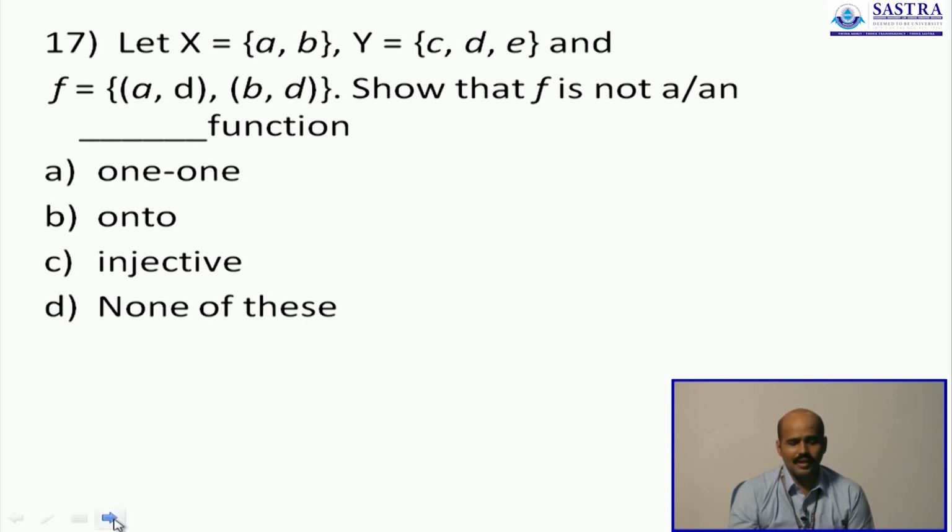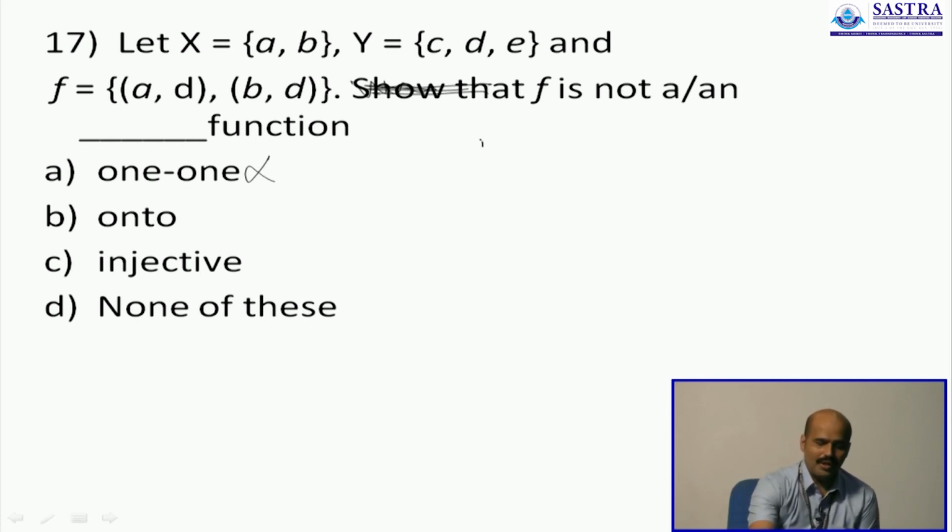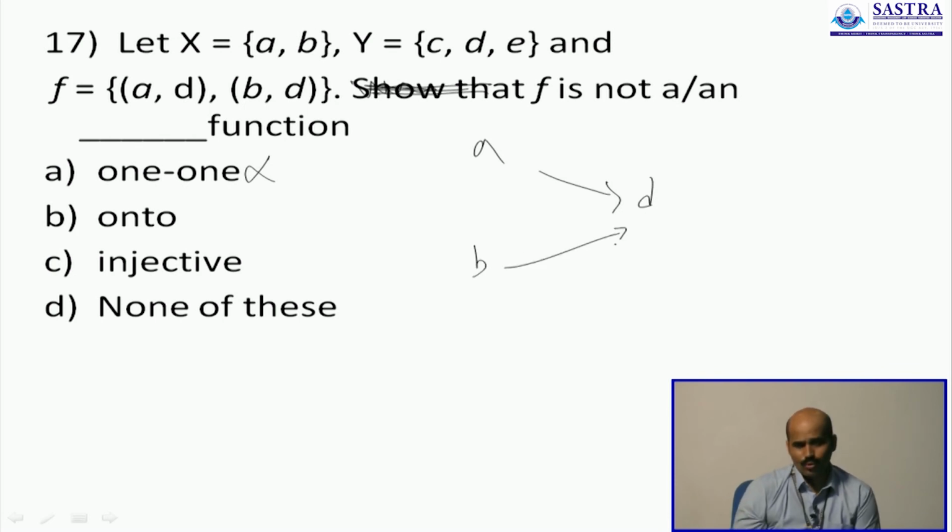Now let's have one more example where A goes to D and B goes to D, and you will see that f is actually not a one-to-one function, because both A and B get mapped to the same element D. You have A to D, you also have B to D, so you have more than one number going to the same number, so it's not one-to-one.